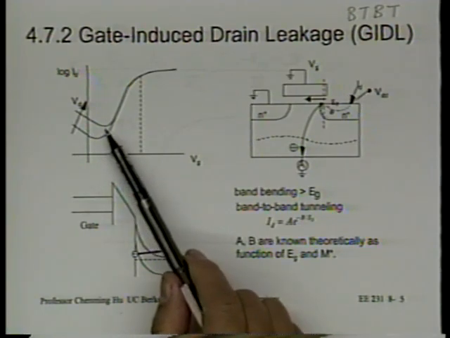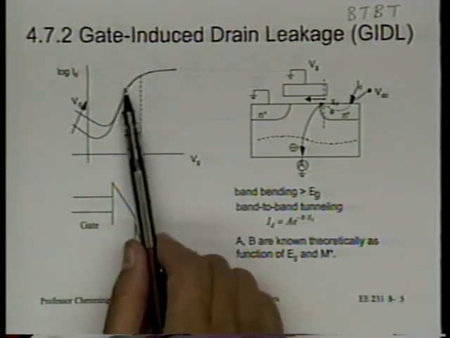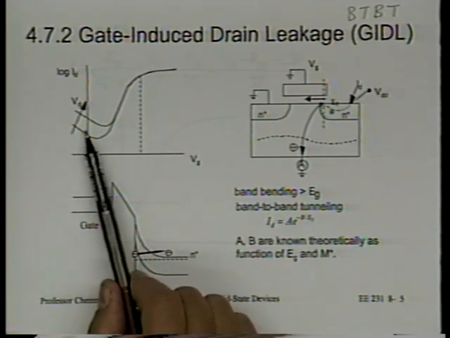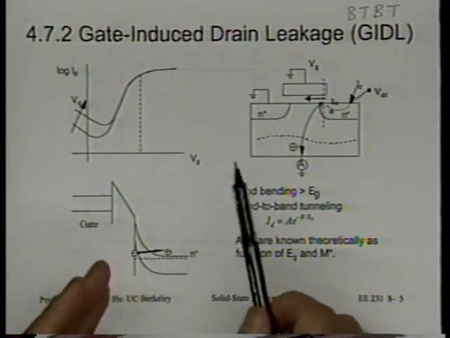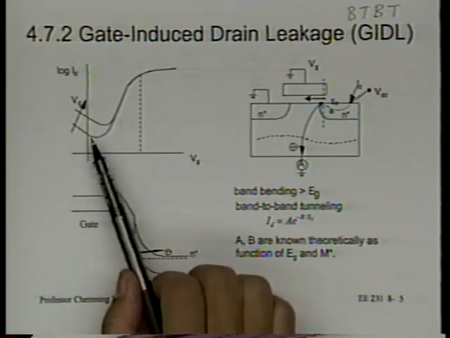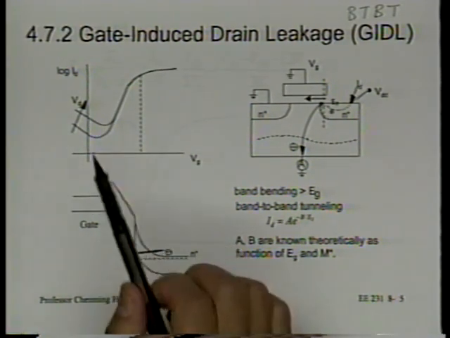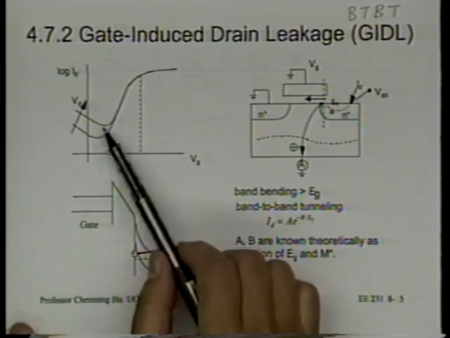Because if we cannot understand or control this, then it doesn't help. Even if we make VT very large, we're still going to get large leakage current. In fact, you may even get larger leakage current, assuming the whole curve moves with the VT. But I haven't told you what determines this. So we don't know whether this portion will move with changing VT or not, right? All right. So we're not going to be able to suppress it just by making VT larger.